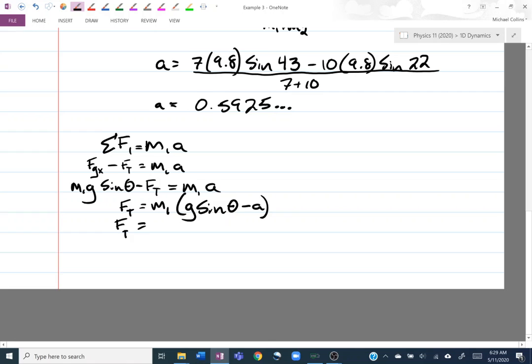I did 2 steps in one there, but I'm pretty sure if I algebraically rearrange that properly, that's what we turn out with, which is 7 times 9.8 sine 43 minus what we found above for my acceleration, 0.5925, and I'm going to put those ellipses in to indicate that I'm going to use that whole number that I have stored in my calculator, and I get that my force of tension comes out to be about 42 newtons.